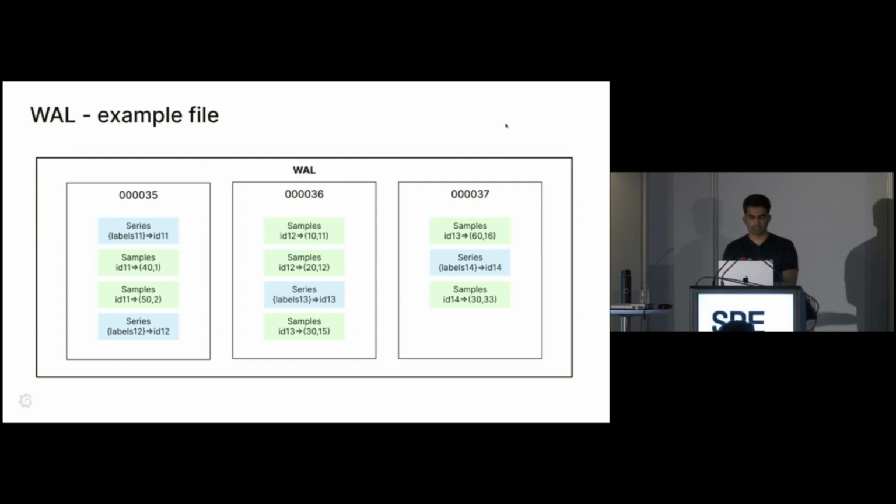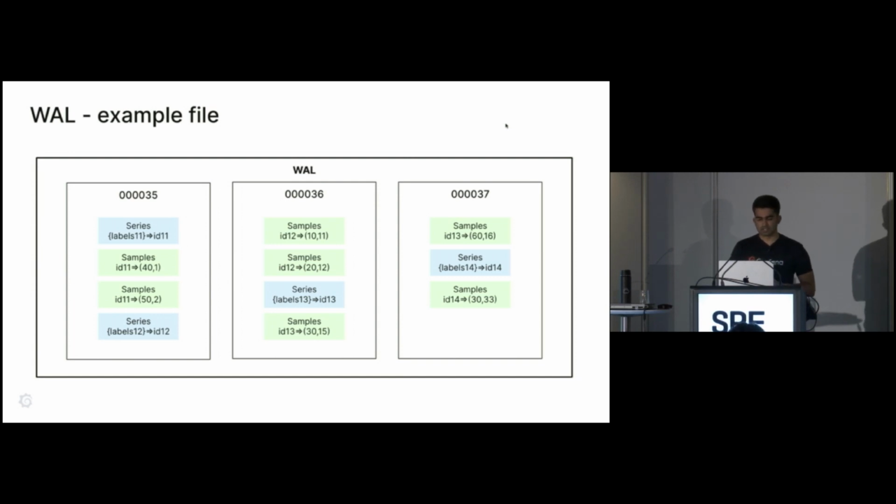There are many things to keep in mind. So let's say the WriteHeadLog has 3 files right now, 35, 36, and 37. The blue boxes are the series records, and the green ones are the samples. And to keep it simple, I have kept the samples associated with the series right after the series record.